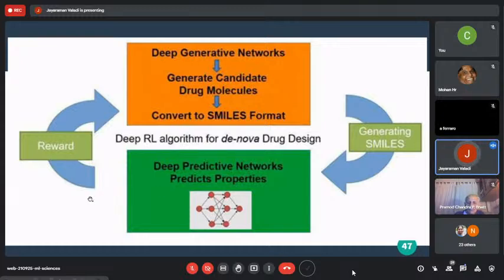Using this information, the deep RL rewards or penalizes the set of sequences and sends this information to the GAN network, which further improves and then produces better molecules, and the process goes on until we get a set of best possible de novo molecules having specific physicochemical properties.